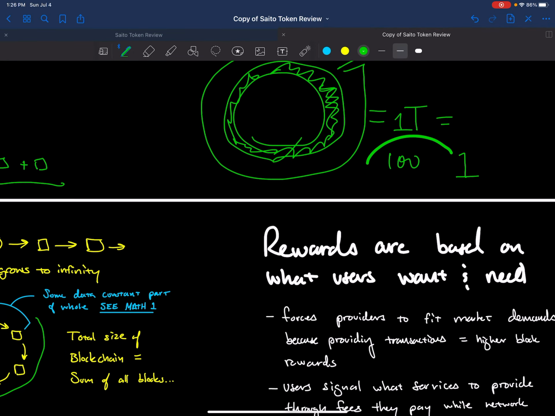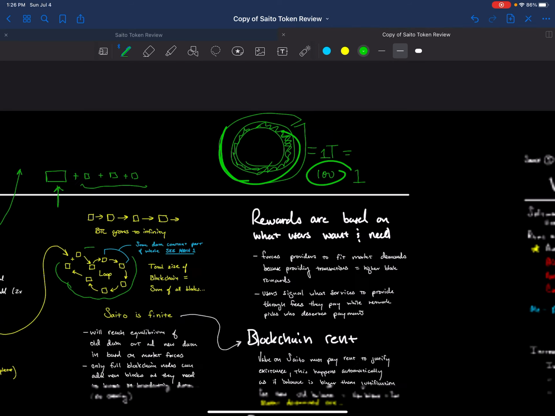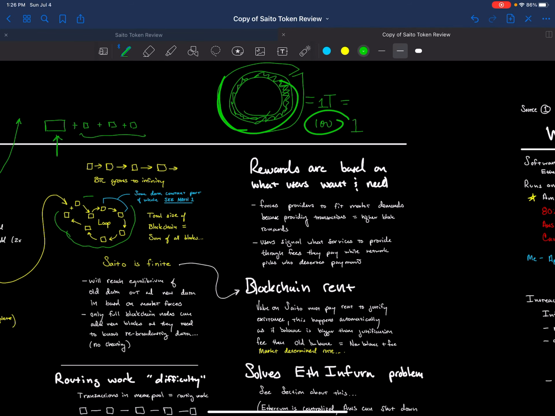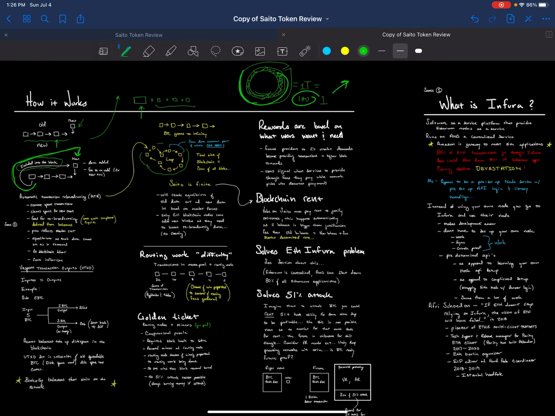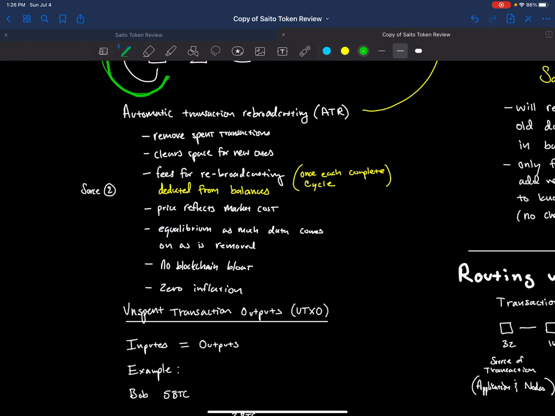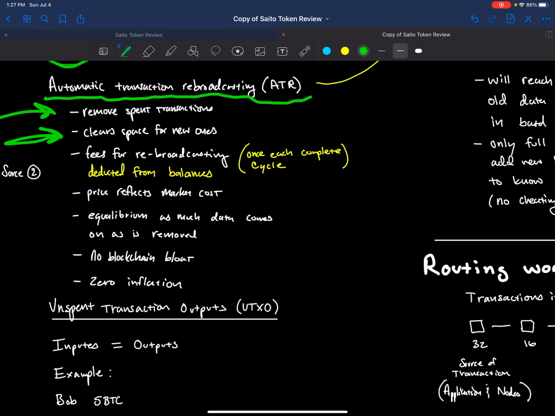Each completion of the blockchain cycle, let's say it's 100 years, you will pay rent to keep your balance on the blockchain. Whatever that fee is to rebroadcast it, to reinitialize that data back in the blockchain. So that's like blockchain rent, in a sense. And it's called atomic transaction rebroadcasting. And it removes spent transactions. It clears space for new transactions and balances. And there's a fee for rebroadcasting. And it's going to be pretty cheap. It's not going to be super expensive.